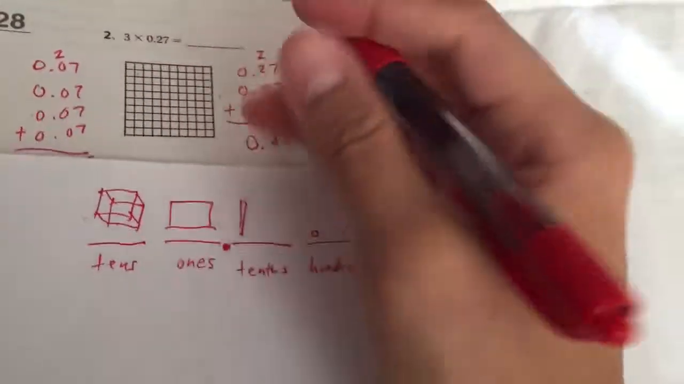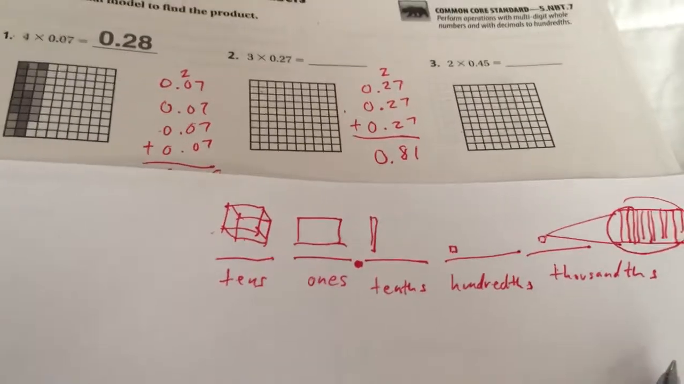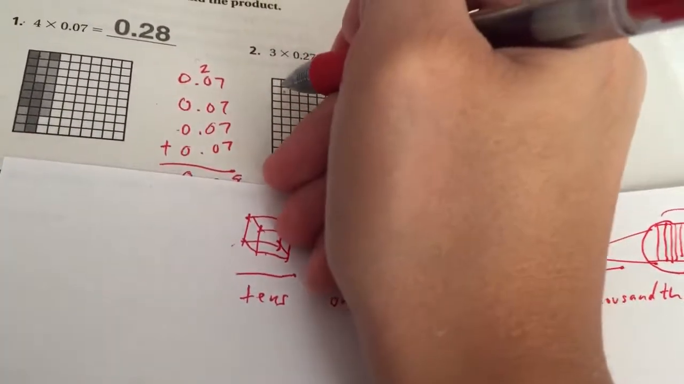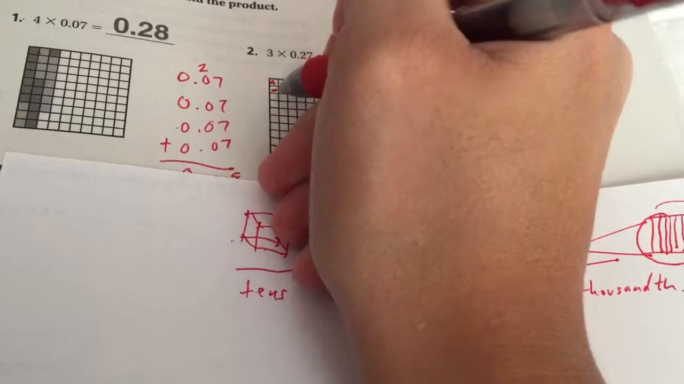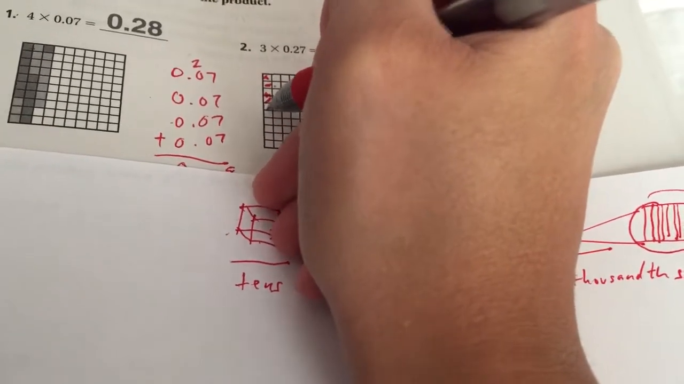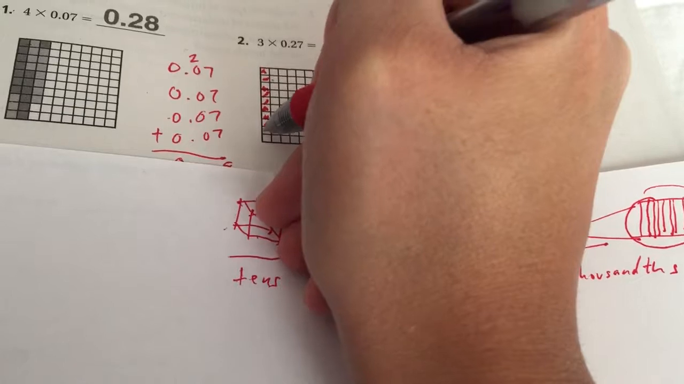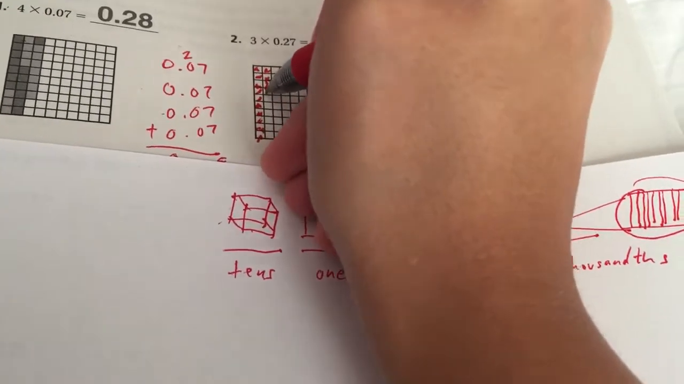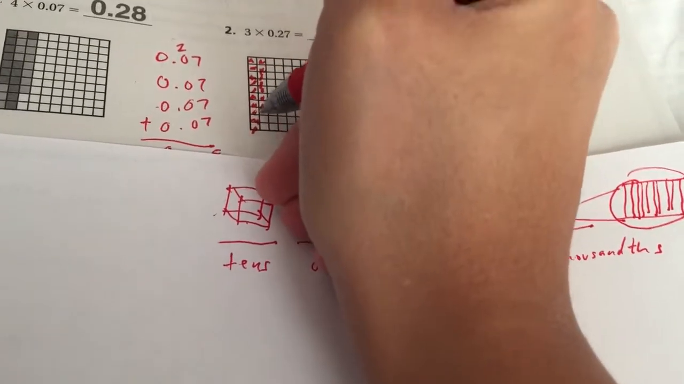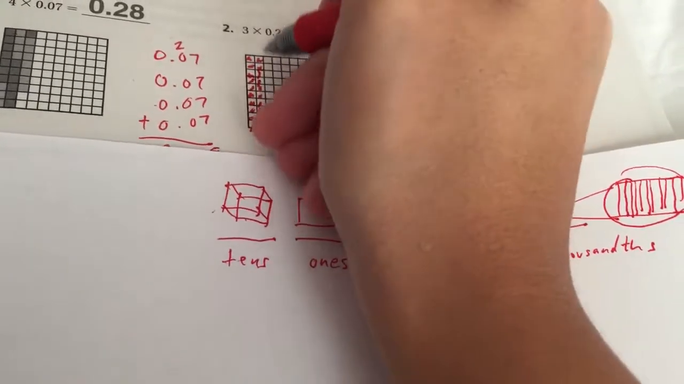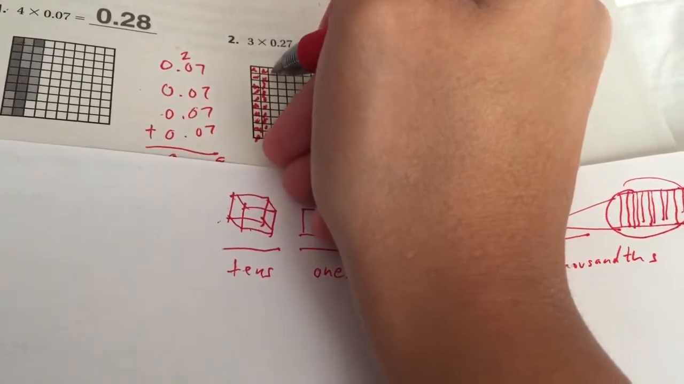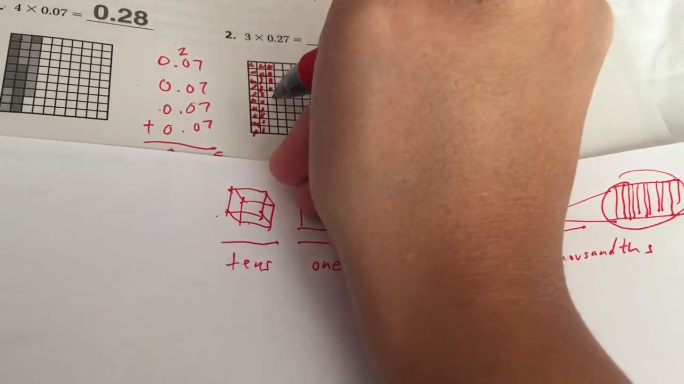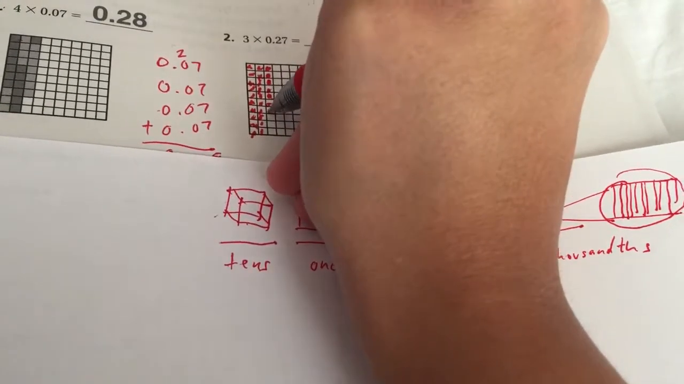I'm going to color in 27, and to do that, I know that there are 2 longs, because this is 10 here. So 1, 2, 3, 4, 5, 6, 7, 8, 9, 10, 11, 12, 13, 14, 15, 16, 17, 18, 19, 20. So I know that I'm going to have 2 longs and then 7 of these. 1, 2, 3, 4, 5, 6, 7.